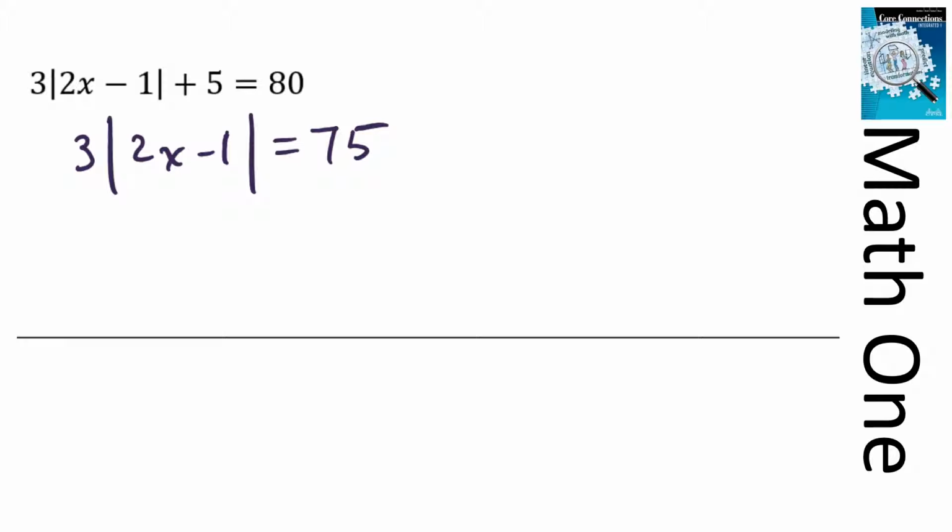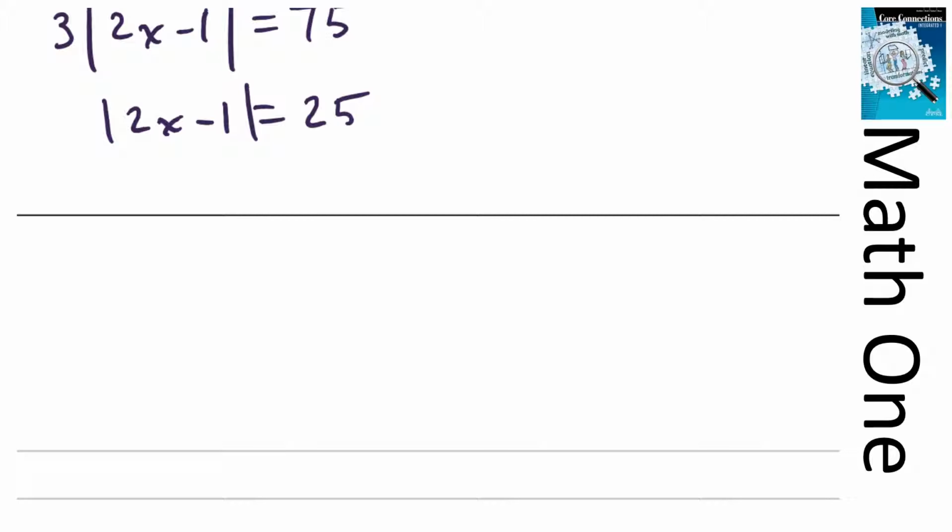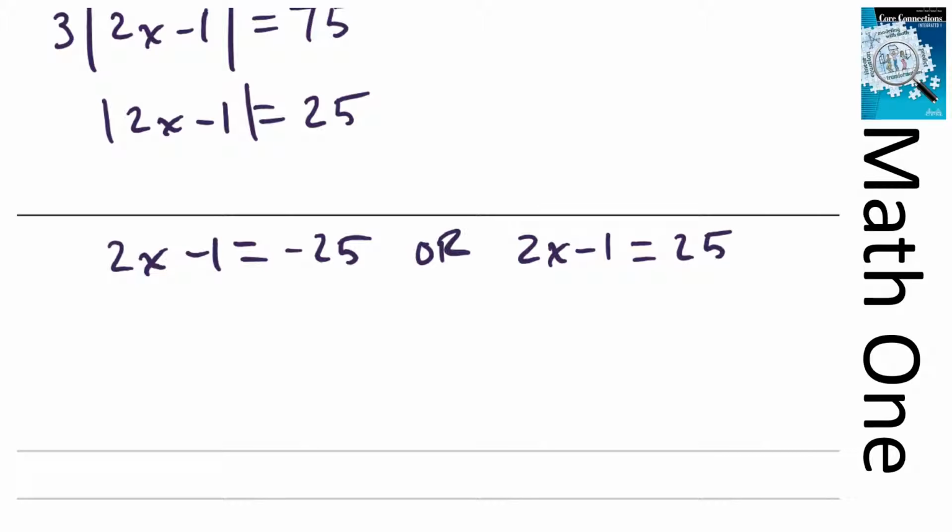And now if I divide both sides by 3, I have the absolute value of 2x minus 1 is equal to positive 25. And then again, there's two values that produce an absolute value of 25, either negative 25 or positive 25. So either 2x minus 1 is negative 25 or 2x minus 1 is positive 25. And again, same two steps. I'm going to add 1. So that's negative 24. Over here, I'll add 1.